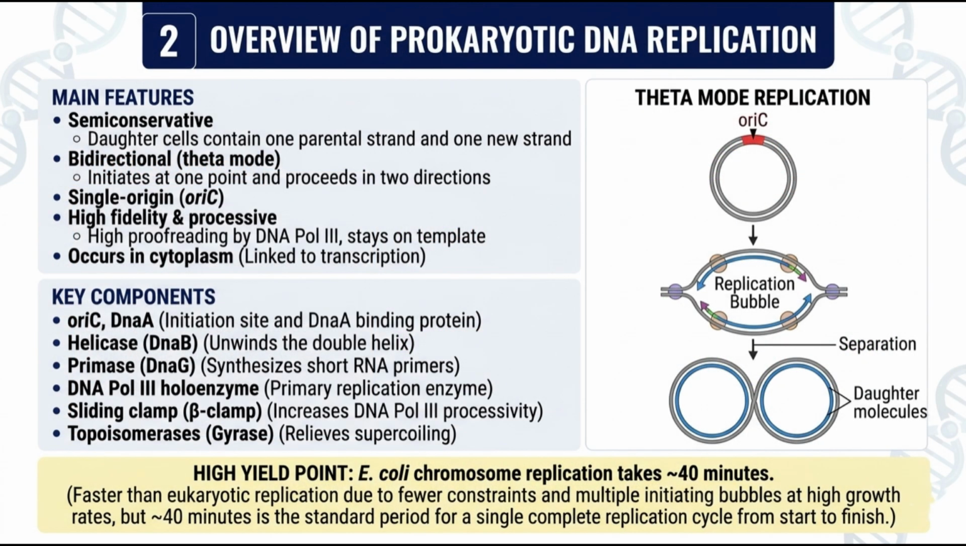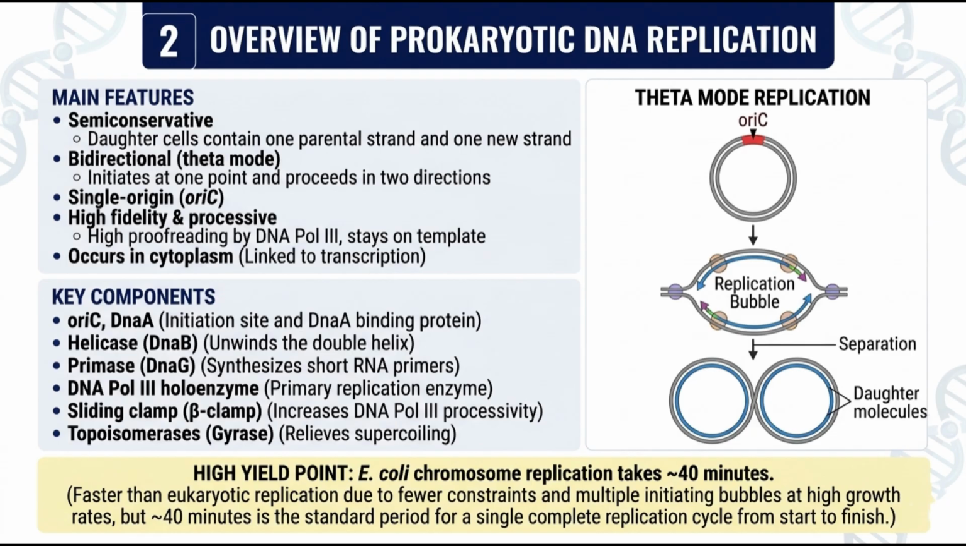Prokaryotic DNA replication mainly occurs in circular chromosomes such as those found in E. coli. Replication follows the semi-conservative model, meaning each daughter DNA molecule contains one parental strand and one newly synthesized strand. Replication is bidirectional. This means two replication forks move in opposite directions from a single origin of replication.